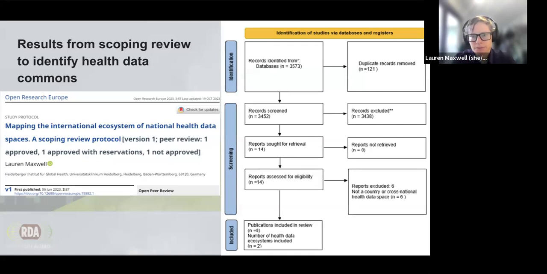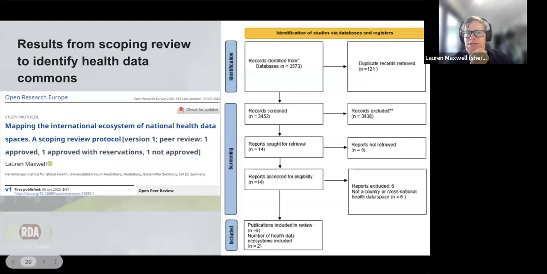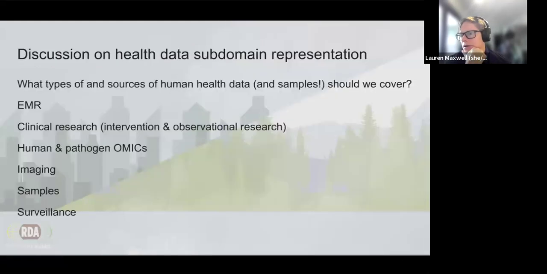And this scoping review search is something we conducted some time ago, so at this point we need to update it. But I think in the next slide, or perhaps in a couple of slides, we have a list of different health data commons. So just CJ, you could go to the next slide here.